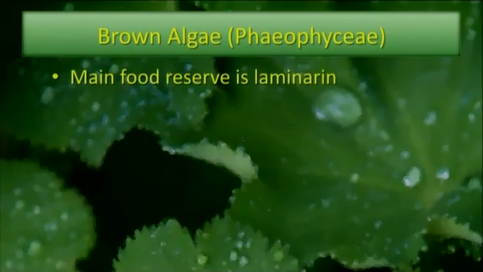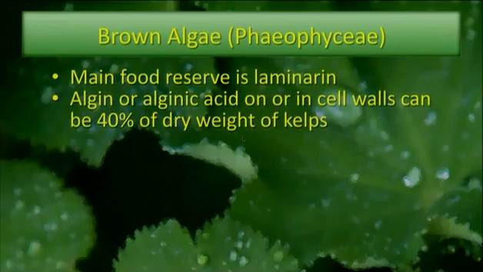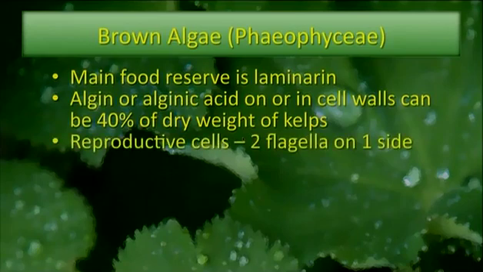Now the main food reserve in the brown algae is laminarin, which is a carbohydrate. Algin or alginic acid in the cell walls can be 40% of the dry weight of kelps. And the reproductive cells have two flagella on one side, and these are the only motile cells.